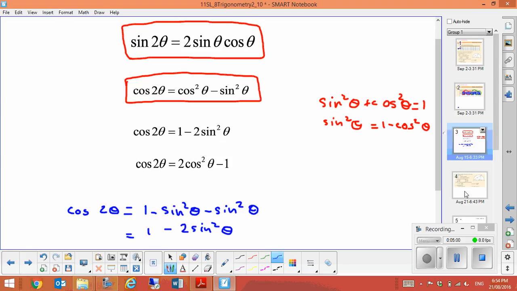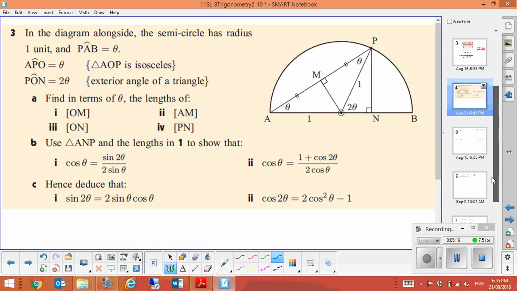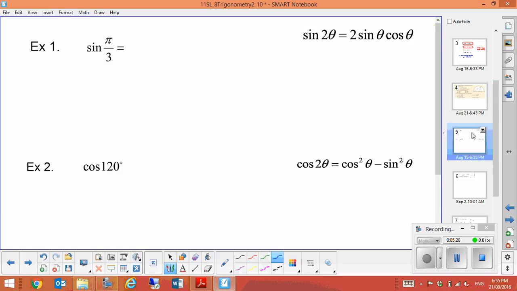What I'd like us to do in class is actually look at this part of the investigation, which is a proof that we can show these relationships are true for all angles. But I'll leave that and we'll do that one in class. But let's use these identities and see how they work.